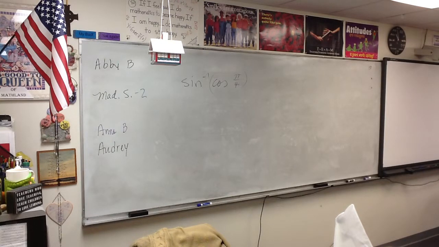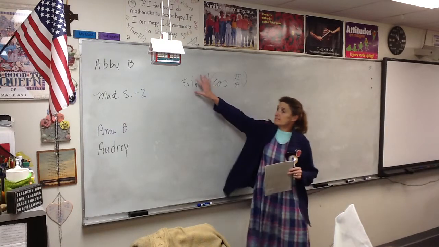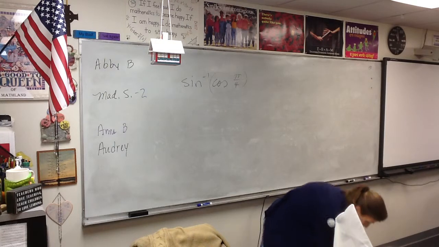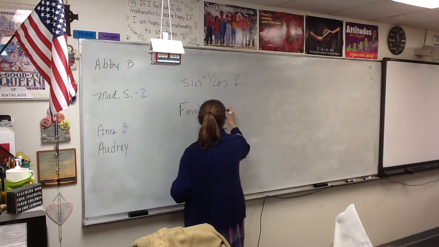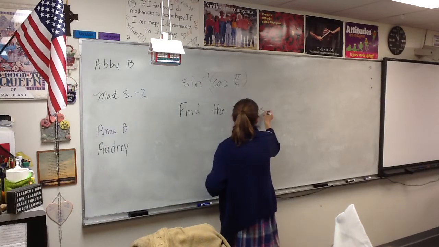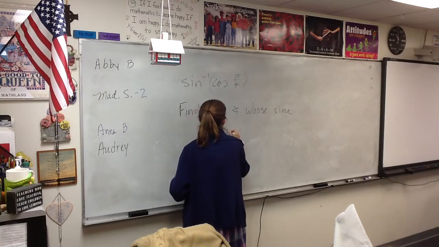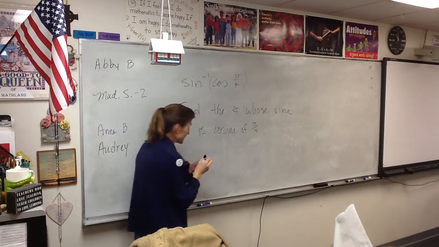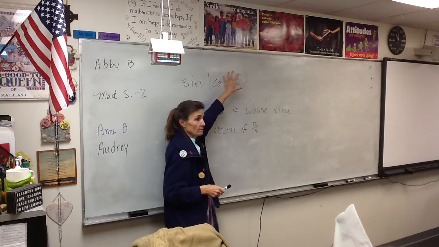Success with it. What is it asking me for? What does this say? The angle. So I need to find the angle whose sine is the cosine of pi over 4. That's what it says. Find the angle whose sine is this number.